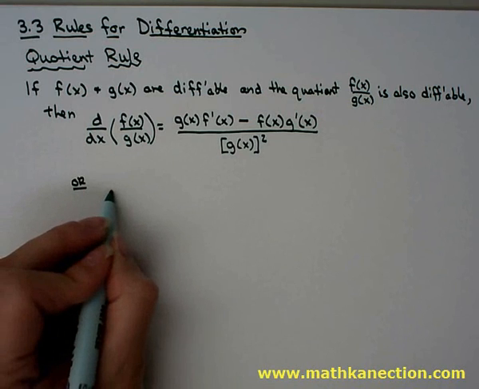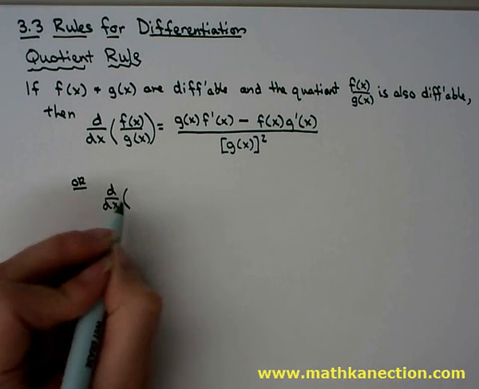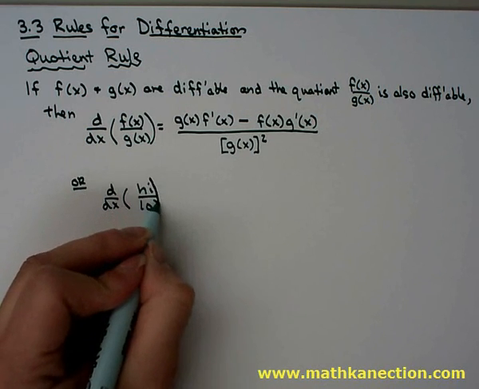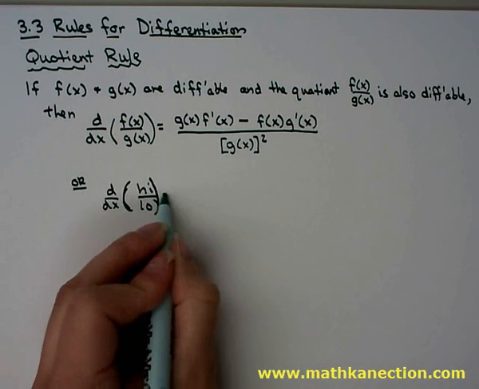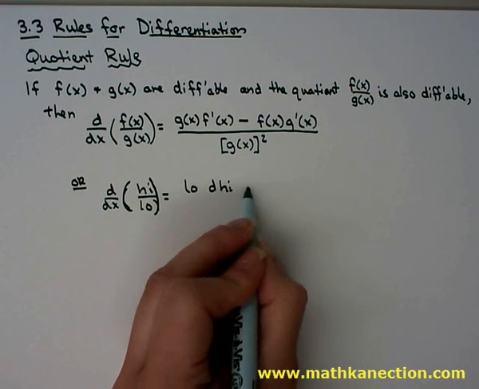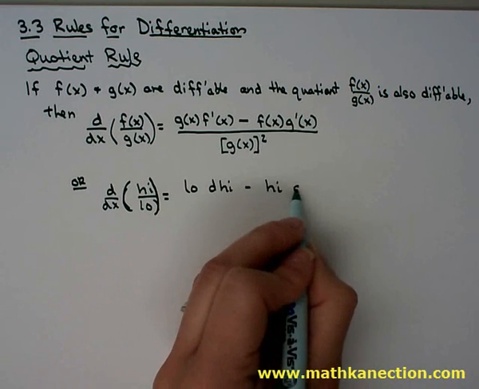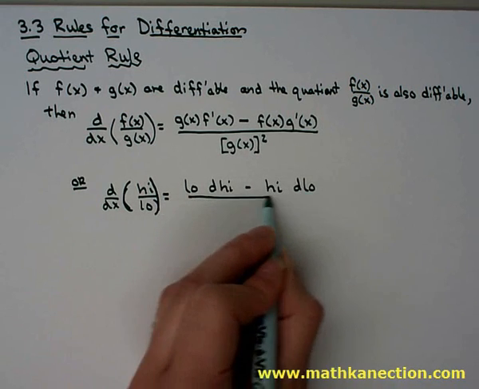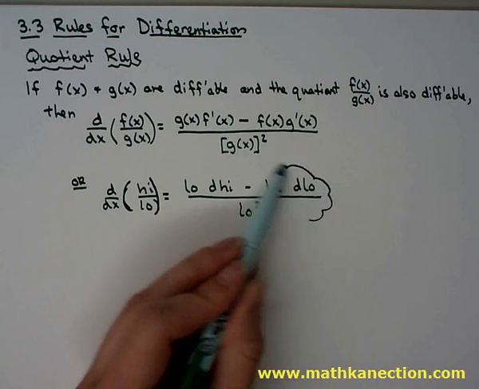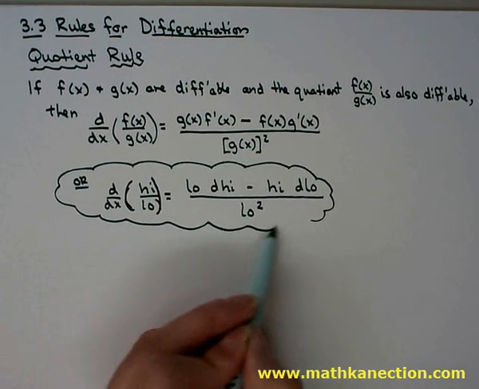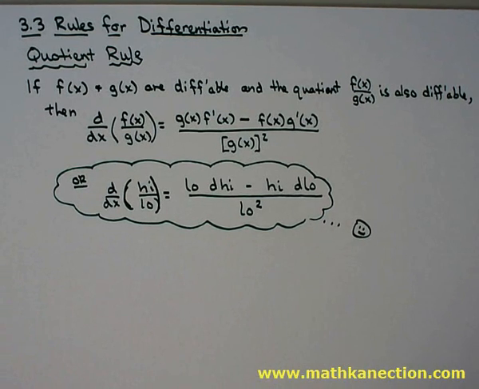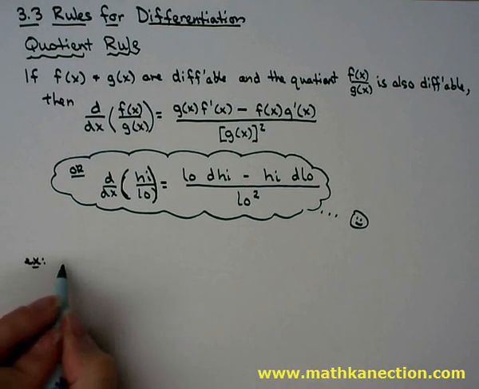Another way that this can be identified is taking the derivative with respect to x of a high function over a low function. The high function is the numerator, low function the denominator. So that'd be read as low d high minus high d low, all over low squared. Low d high minus high d low, square the bottom and away we go. I'll use the quotient rule.